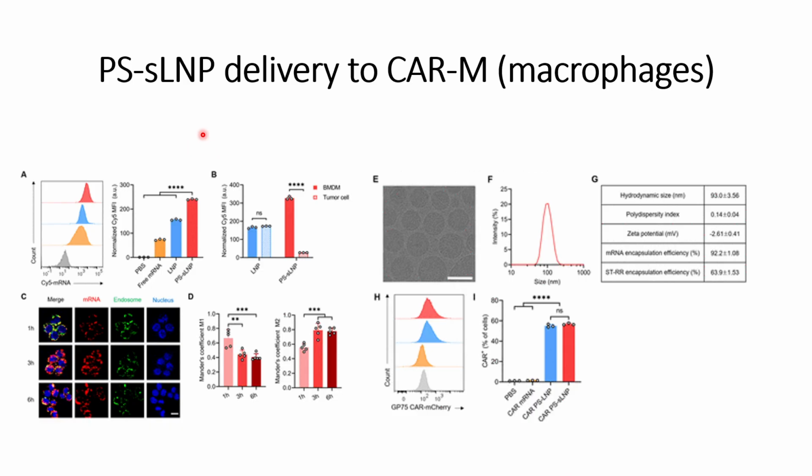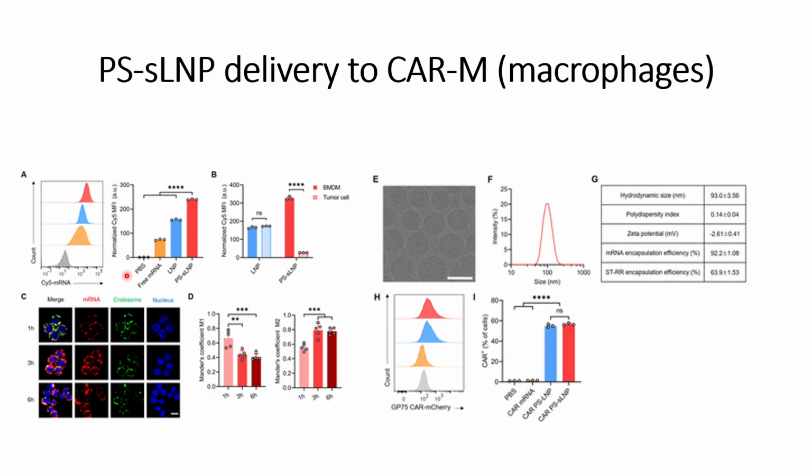So first they started by checking the mRNA delivery. In this case they used Cy5 mRNA, and they used four different systems to compare with their own system that they have developed. We have discussed the optimized conditions in our previous video. You can refer to that video to find out the optimum conditions of their PS-sLNP.